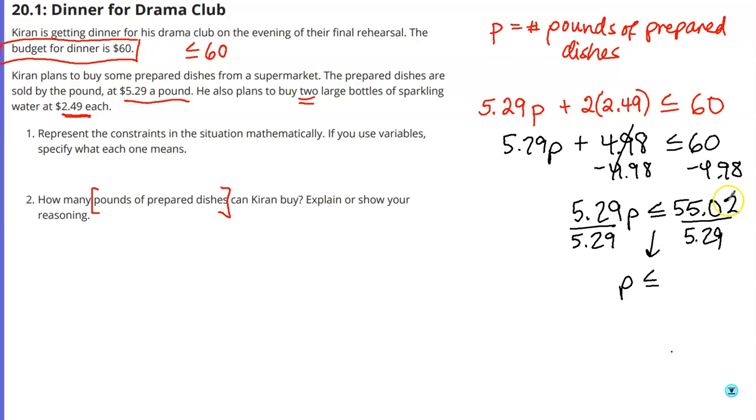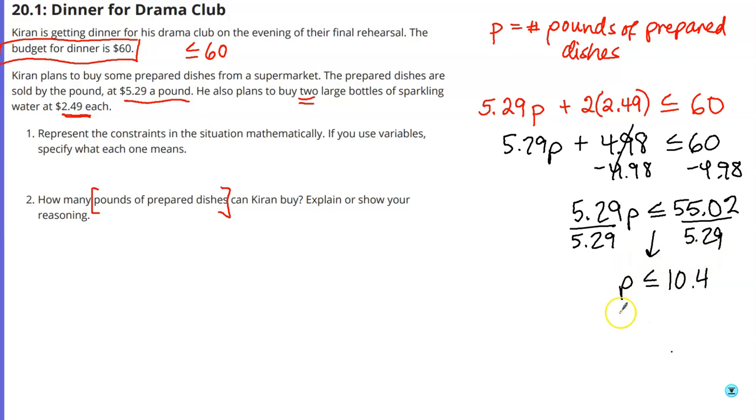In my calculator, I'm going to do this divided by 5.29, so you guys are going to need that calculator out. Pause it if you need to. And I get about 10.4. This isn't perfect, but that's good enough. I know that I can only buy 10.4 pounds or less so that I fit within my budget.